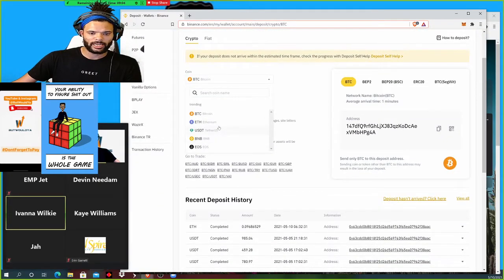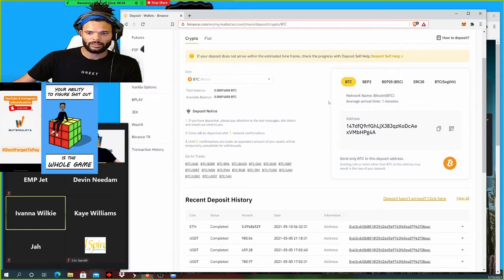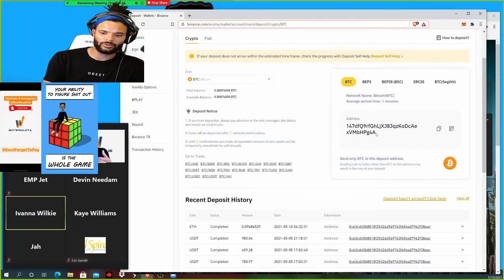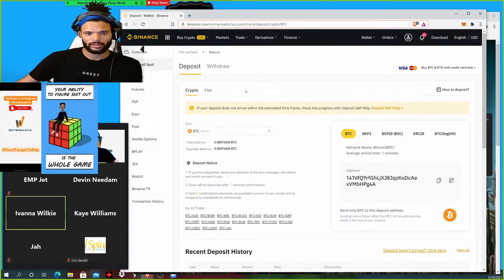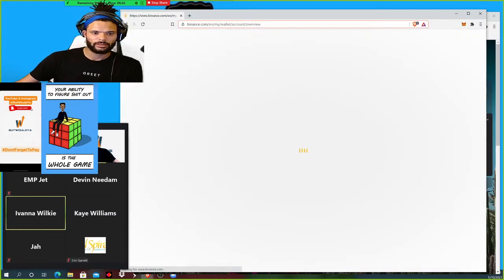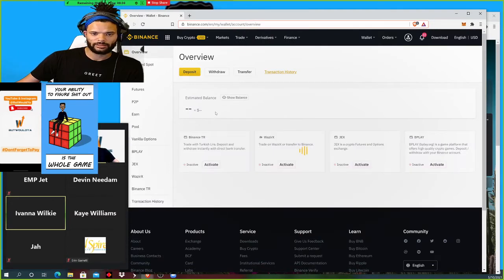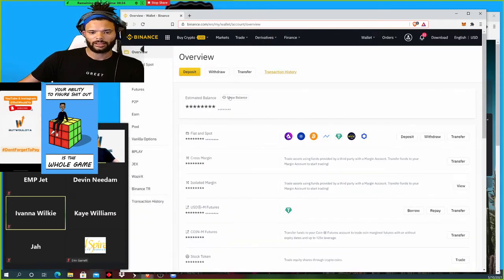So let's say you bought $100 worth of Bitcoin on Coinbase. You would type in Bitcoin, you would get your address here, you would copy this address, and then put this address in your Coinbase app as the recipient, as it's being sent to this address from your Coinbase. So once that goes through, you'll come back over here, hit overview, and once it all goes through, you'll actually have a balance in here. So that's how you get your crypto onto Binance, right?